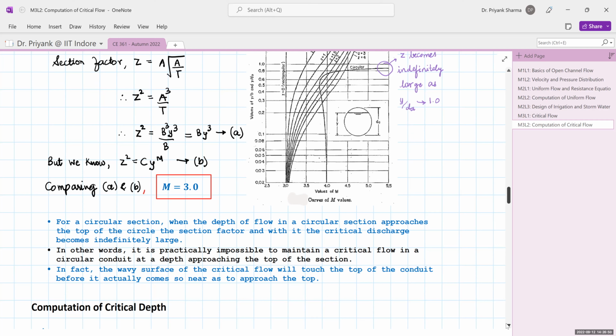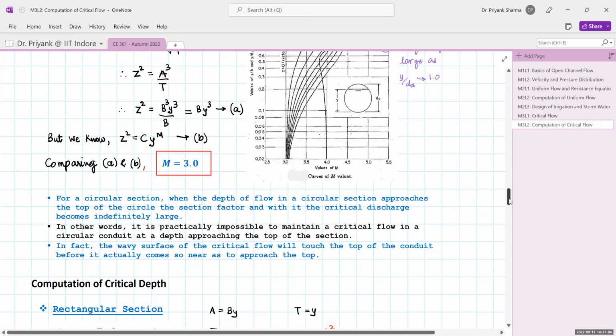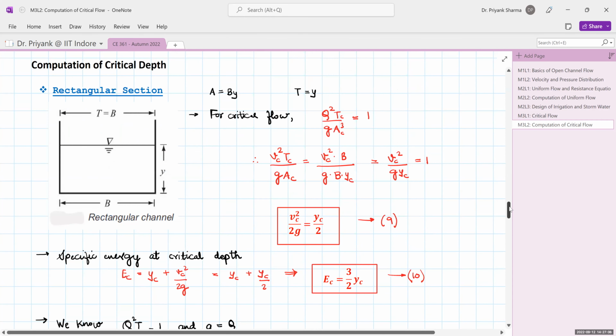The water surface will be wavy where the critical flow is there near the top of the section, and hence such conditions are undesirable when you design your channel section. Okay, let us understand the computation of critical depth.